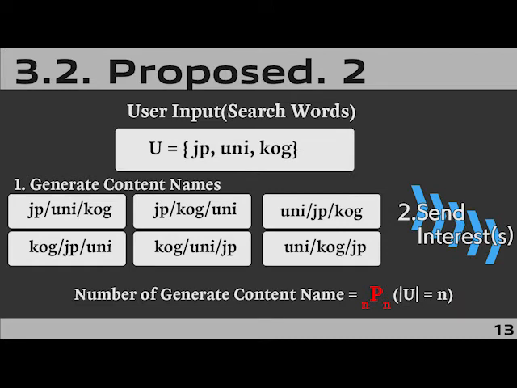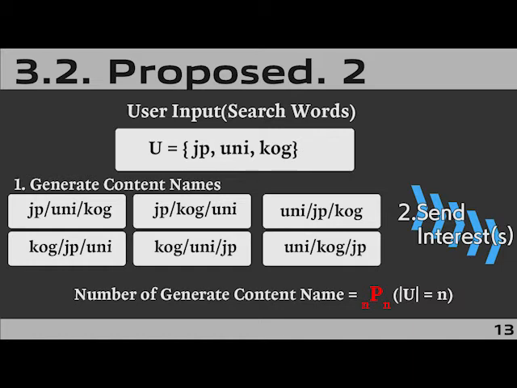There are two components to be implemented in proposed 2. First, generate all possible content names based on the search term set. And next, send all the generated content name interest packets in parallel. The number of candidate content names in proposed 2 depends only on the size of the search term set.